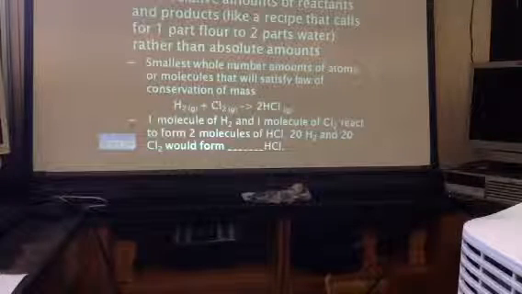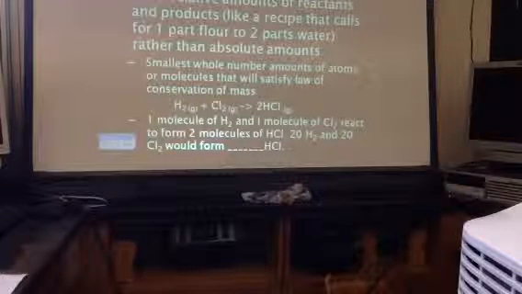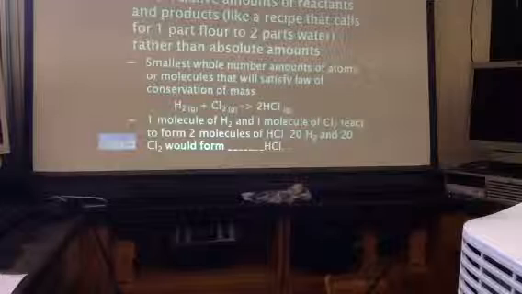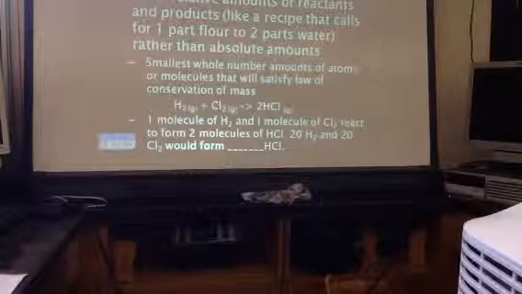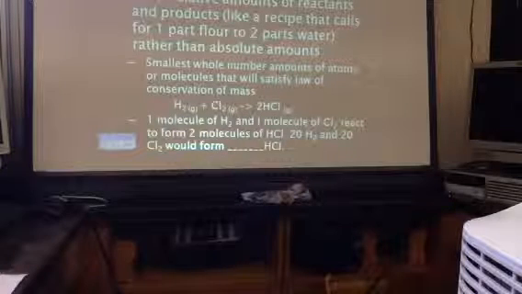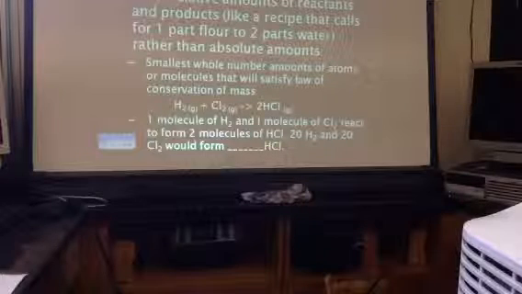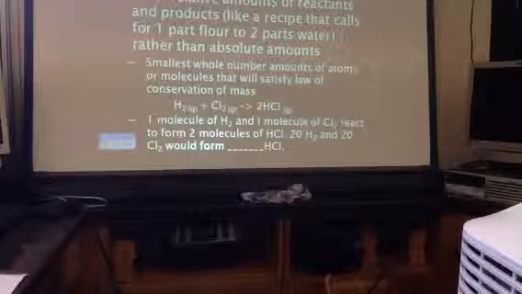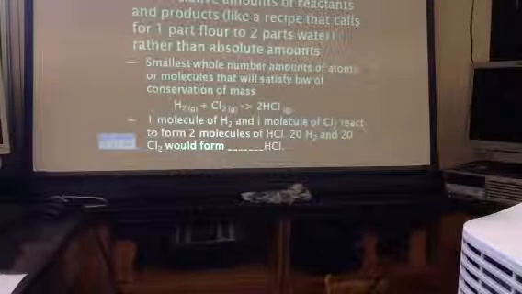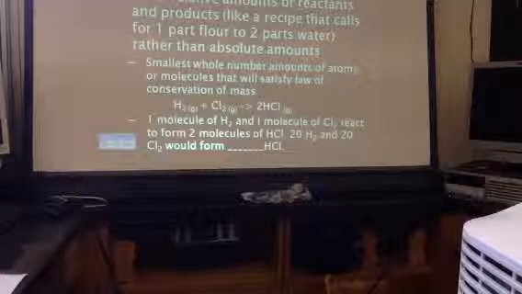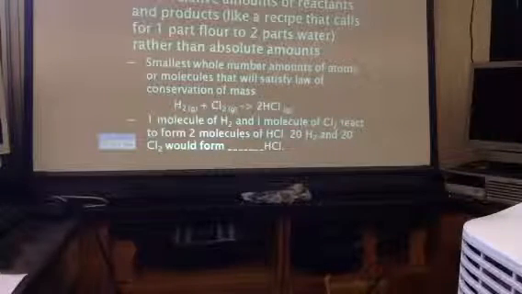There's something we can't say, though. We cannot say 1 gram of hydrogen reacts with 1 gram of chlorine to produce 2 grams of hydrochloric acid. Why not? Don't yell it out. If you think you know, jot down your notes to yourself in your notes. Why can we say 1 mole of hydrogen and 1 mole of chlorine produces 2 moles of hydrochloric acid, but we can't say 1 gram of hydrogen and 1 gram of chlorine produce 2 grams of HCl.